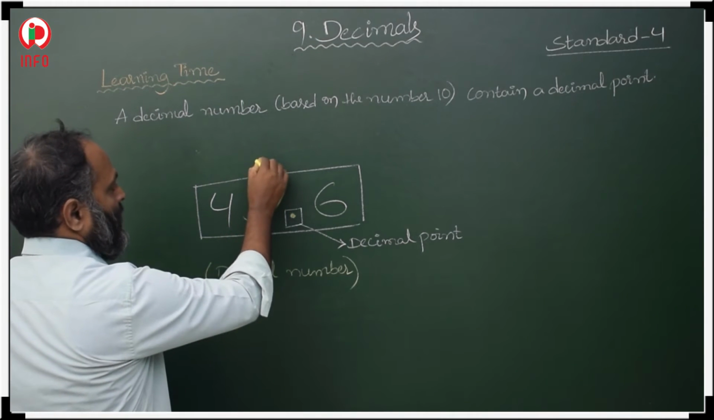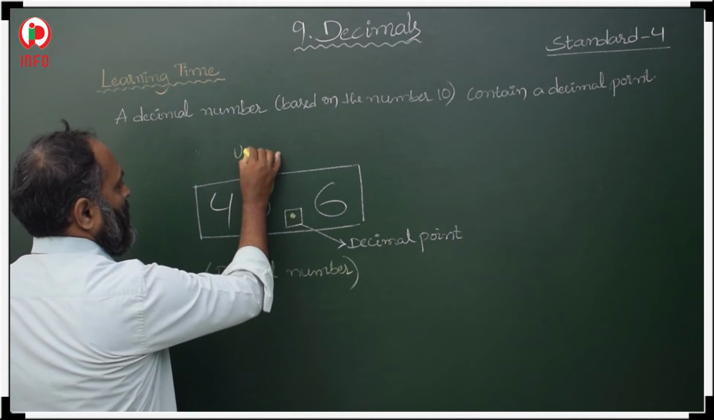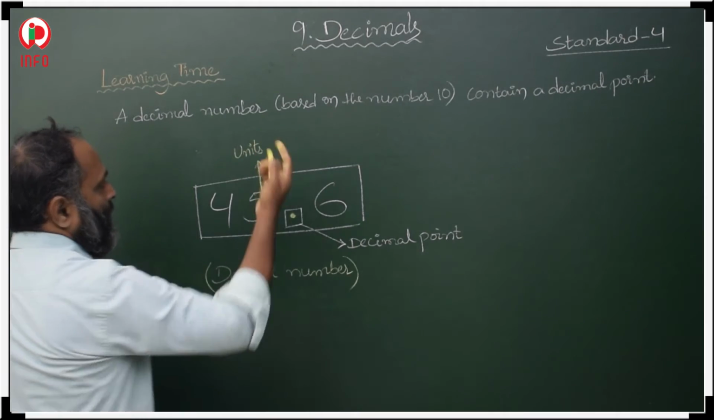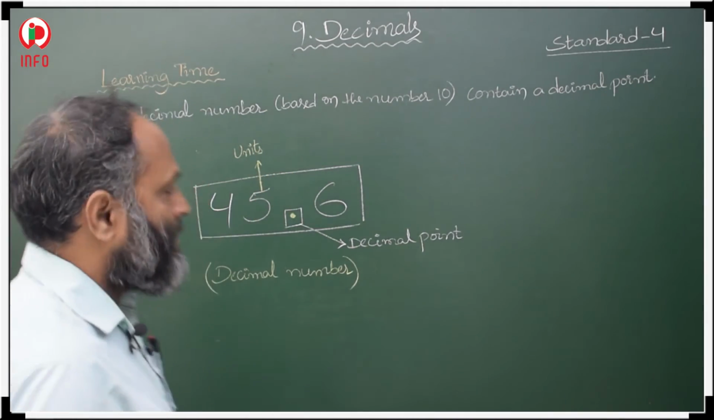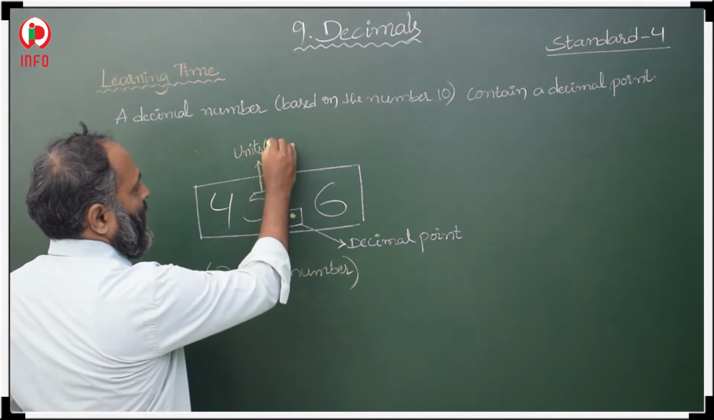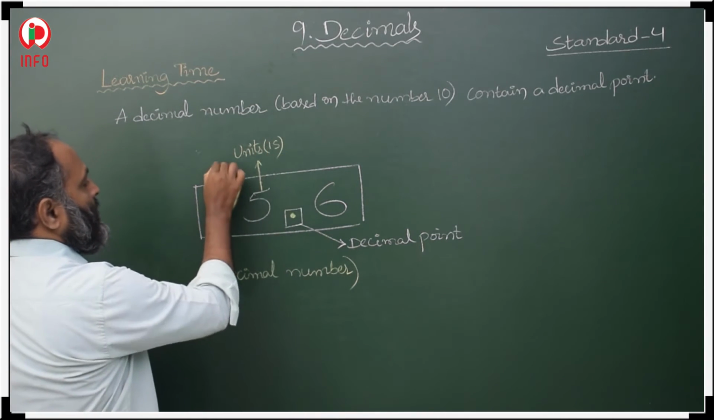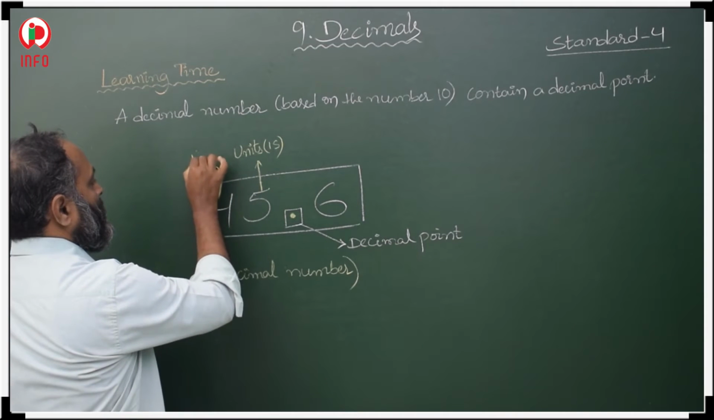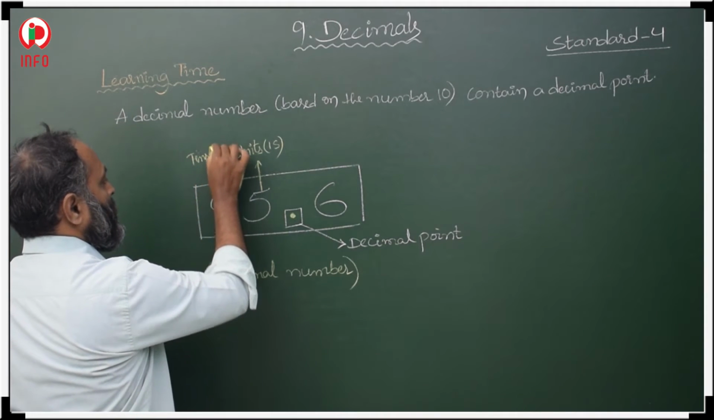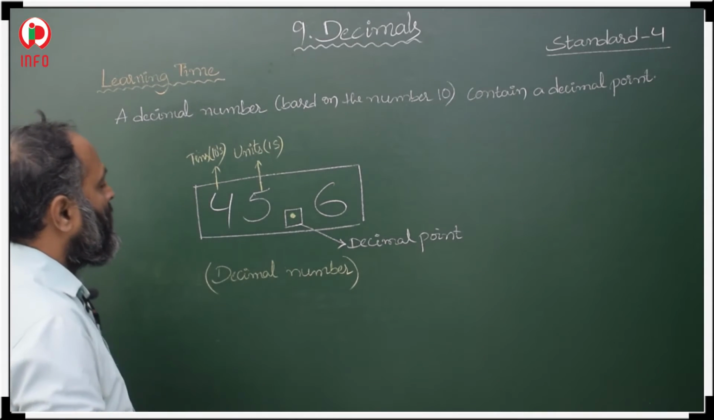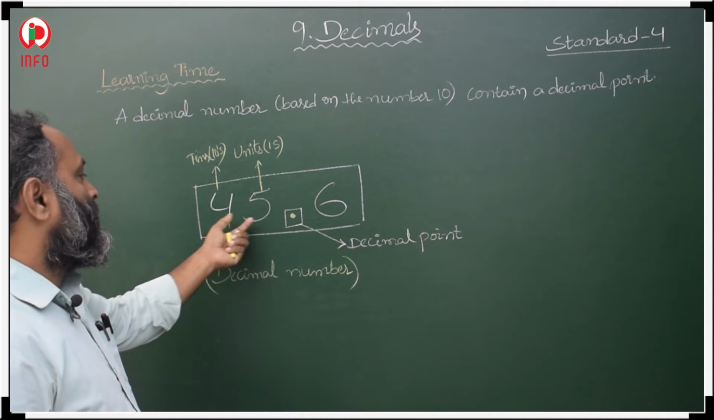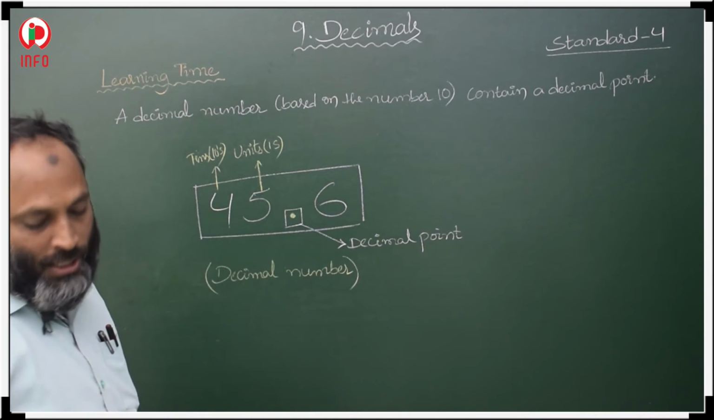So what is this 5? 5 is in units place. Units are ones. Ones are units place. So we can write it as ones also. So this is in tens place. Tens, units and tens. 5 is in units place, 4 is in tens place.